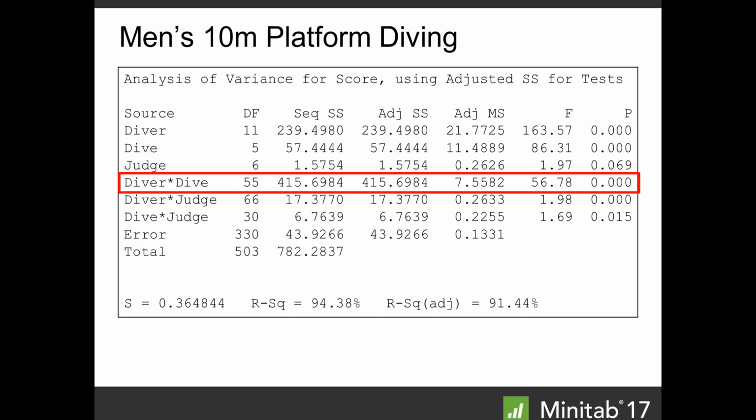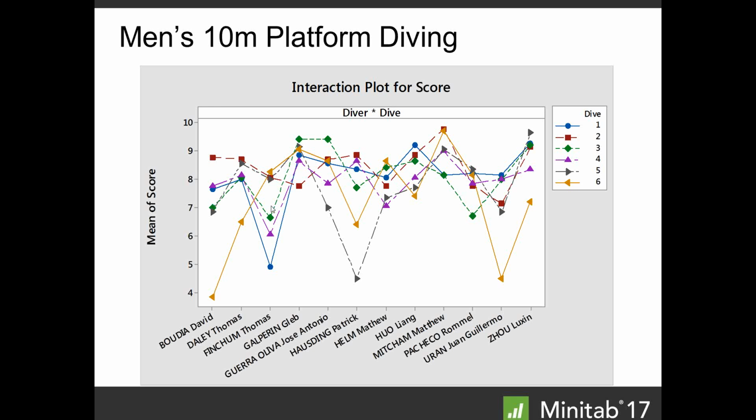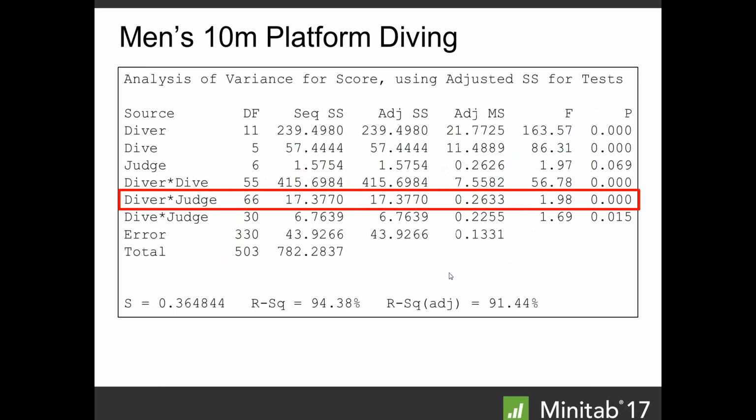So you see your worst dive here. David Boudia actually didn't do terrible, but dive number 6. I'm not sure exactly what that dive looked like. I sort of picture him tripping off the end of the diving board and maybe doing a belly flop to get a score that low, below a 4. So these are the individual scores of each dive, averaged, of course, across the 7 judges.